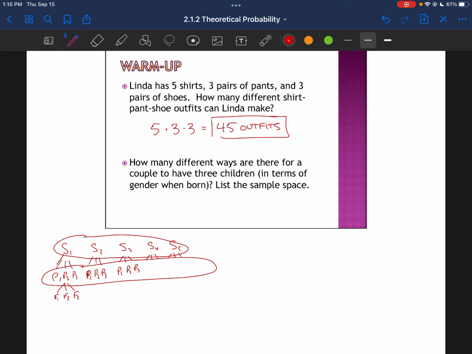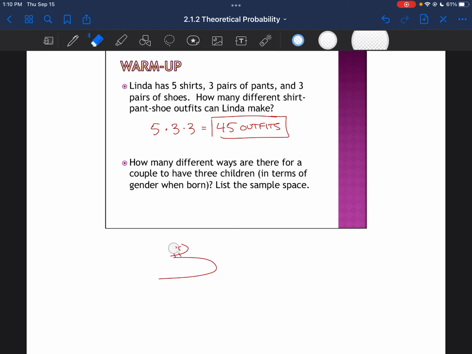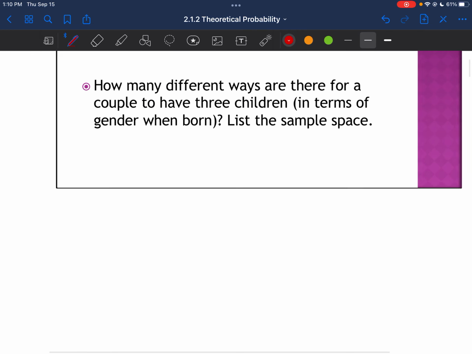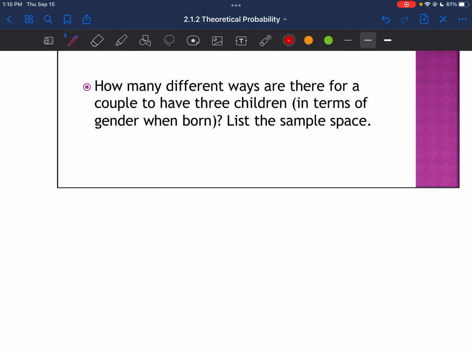Okay. So now let's talk about the second example. How many different ways are there for a couple to have 3 children in terms of gender when born? So what we're going to find out here is that we can list out the sample space. So the sample space is all the possible ways this could go down.